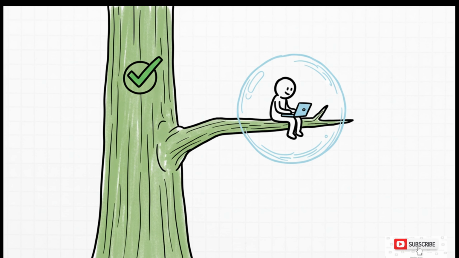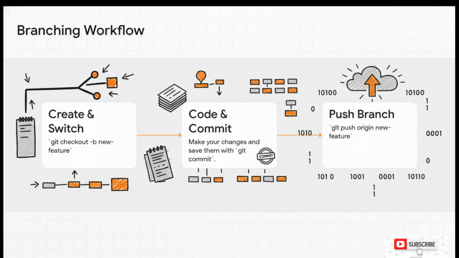Instead, you create a branch, which is basically a complete, independent copy of your project where you can go wild and experiment without any fear of breaking the main thing. And the workflow is super clean. You use a command to create and switch to your new branch. Then you just do your thing, code, edit files, and make commits just like you did before. But here's the key. All those commits are being saved only on your new branch, leaving the main branch untouched. Once you're done, you just push your new branch up to GitHub for the rest of the team to see.